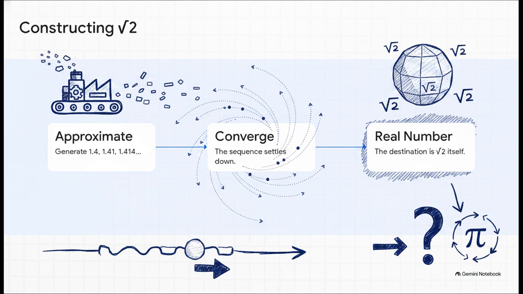A common trap is thinking the square root of 2 is just some complicated fraction. It isn't. There's literally no fraction for it. It is the destination of this regular sequence. Now, using that exact logic, what famous number do you think the sequence 3, 3.1, 3.14, 3.141 approaches?